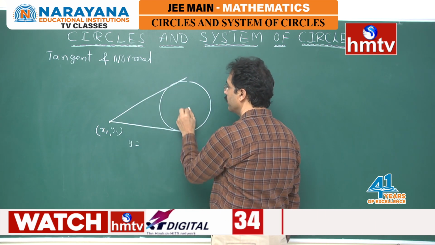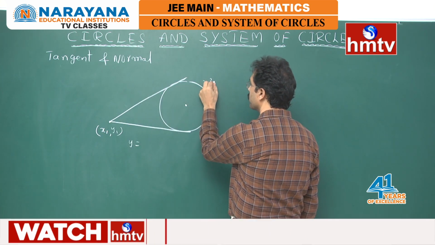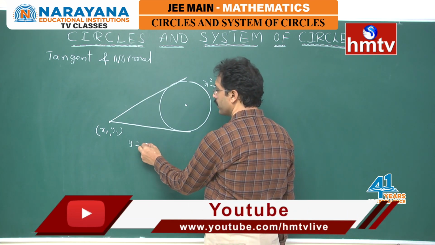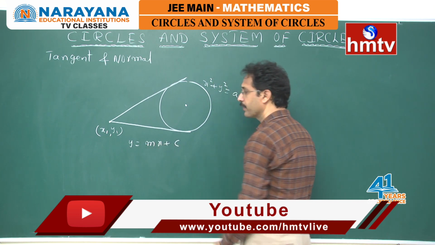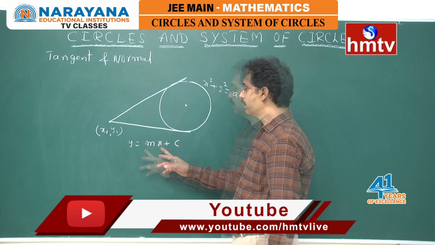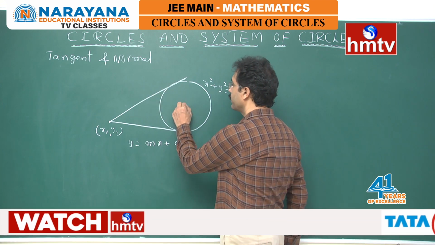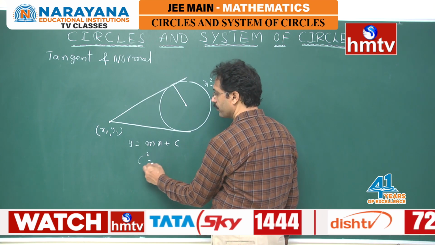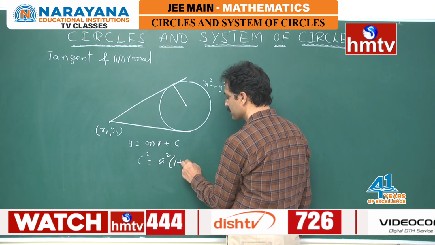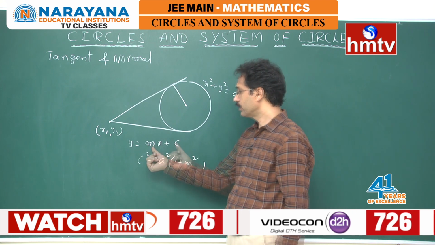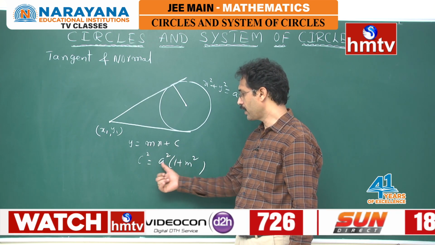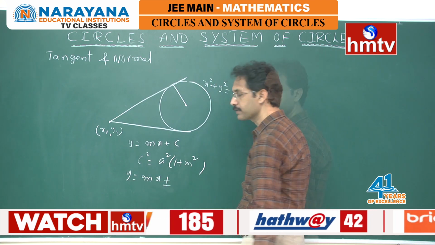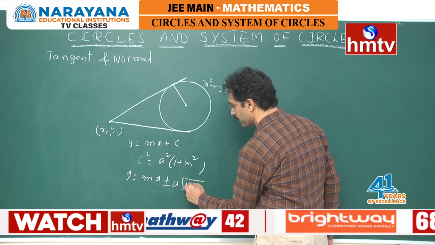If I assume that one of the tangents drawn from an external point to the circle, here the circle I will take as x square plus y square is equal to a square, that is the standard equation. Now one of the tangents as y is equal to mx plus c. Already yesterday I said by using r is equal to d, that is the radius is equal to distance from the center, we can find c square is equal to a square into 1 plus m square. Now if I substitute c as a into under root 1 plus m square, you will get y is equal to mx plus or minus a into under root 1 plus m square.